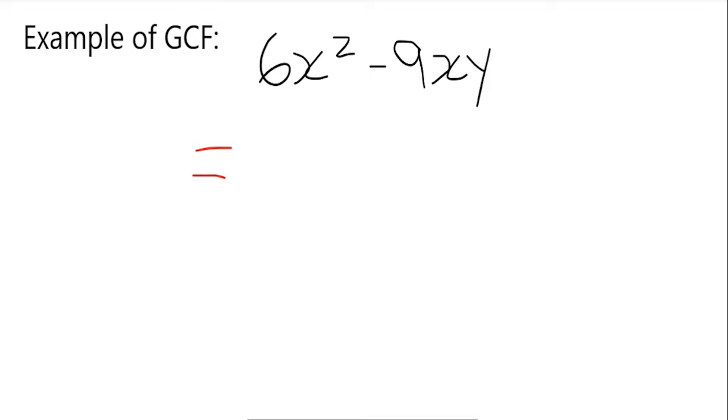So 6 could be divided by 3. 9 could also be divided by 3. And that's the highest value that these two numbers can be divided by. So we know that that is one of our factors. So we're going to write 3. Now remember that we can't only just look at the numbers, we have to look at the variables involved as well. And we can see clearly that an x is involved in both of these, specifically x to the exponent 1. So x to the exponent 1 is going to be one of our factors as well.